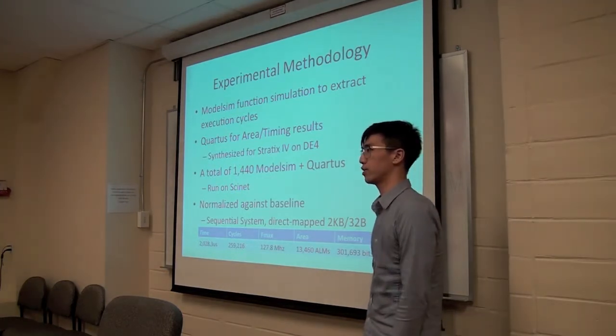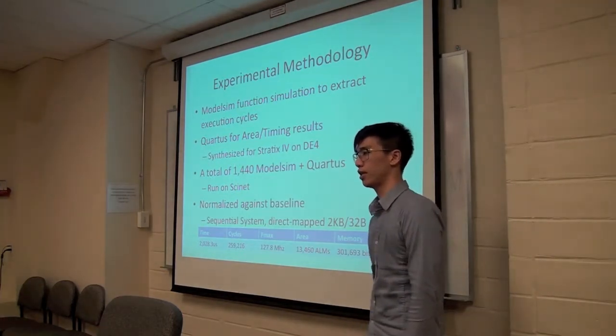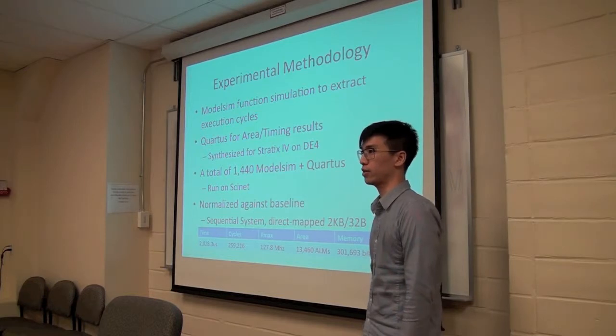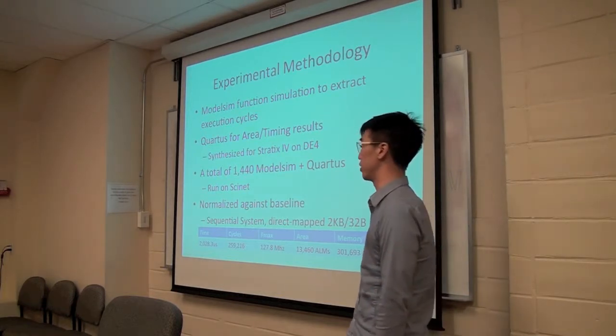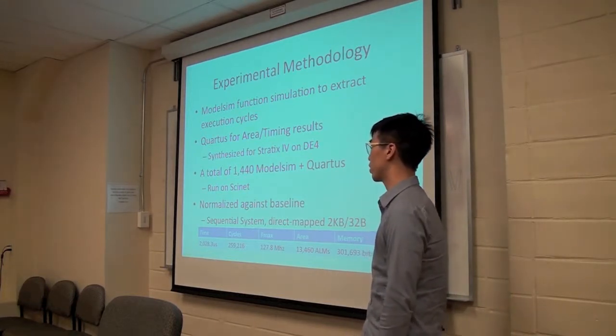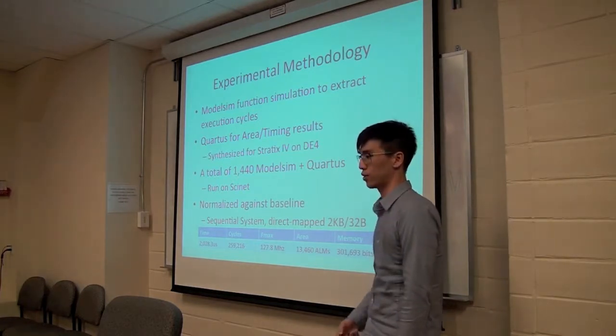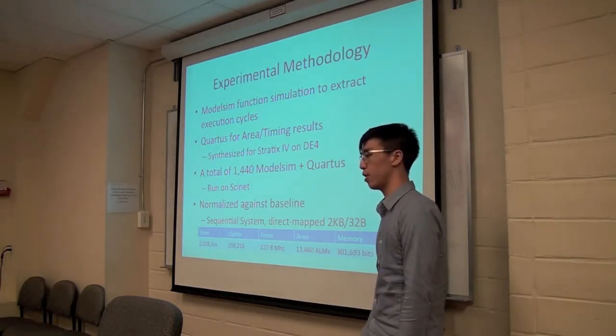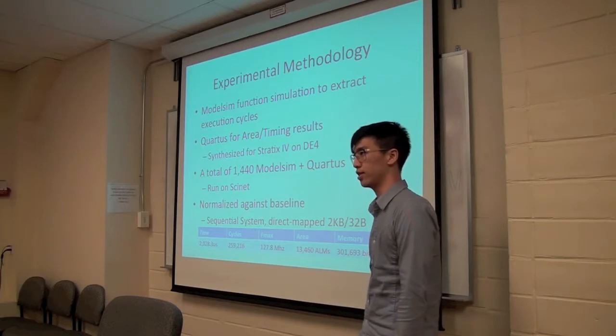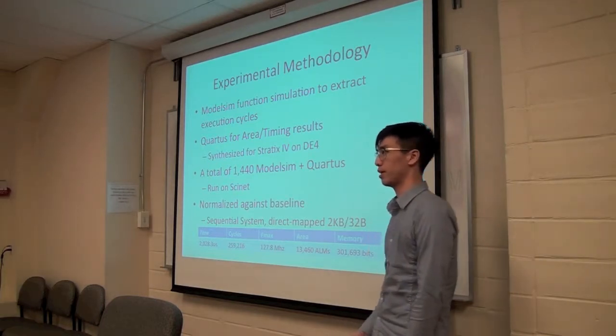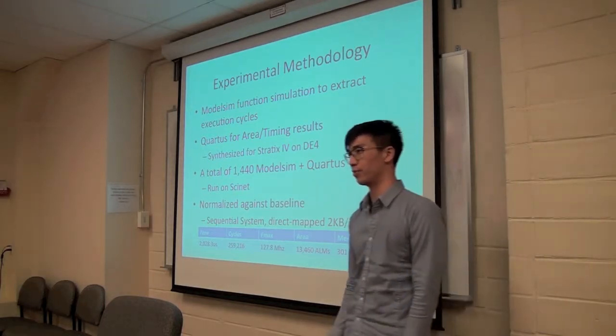We use models and functional simulation to extract the total execution cycles, and Quartus for area and timing results. This was synthesized for the Stratix IV on the DE4. With all of the architectures and cache configurations, it took a total of 1,440 model simulations plus Quartus synthesis, which probably would have taken until the end of my PhD if I had run it on my computer.